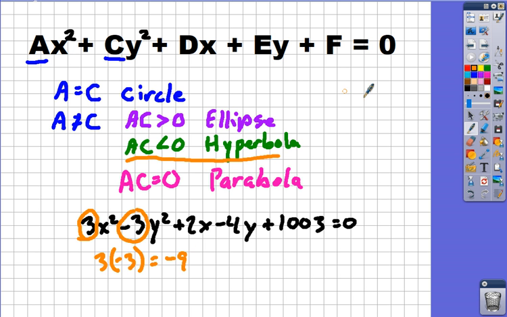If I had simply erased this part here, now A is a 0, C is negative 3, and multiplying it would give us a 0, and that would be our parabola. Notice we've only got one squared term when it's a parabola. So there's your information on the parabola being translated and from the standard form.